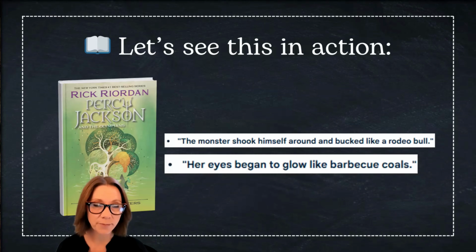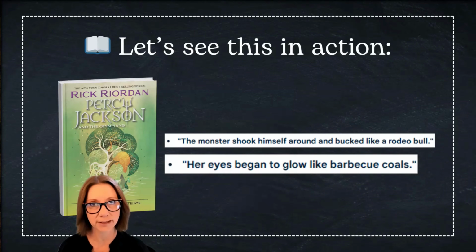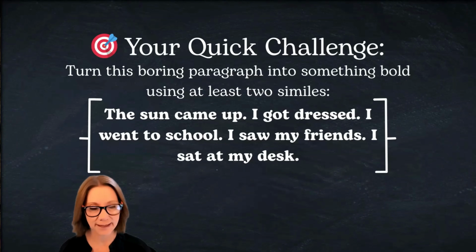Not just coals, but barbecue, so that you could think about your grill outside or something. You need to create that image. Be specific. So here's your challenge. Turn this boring paragraph into something bold and use at least 2 similes. The sun came up, I got dressed, I went to school, I saw my friends, I sat at my desk.